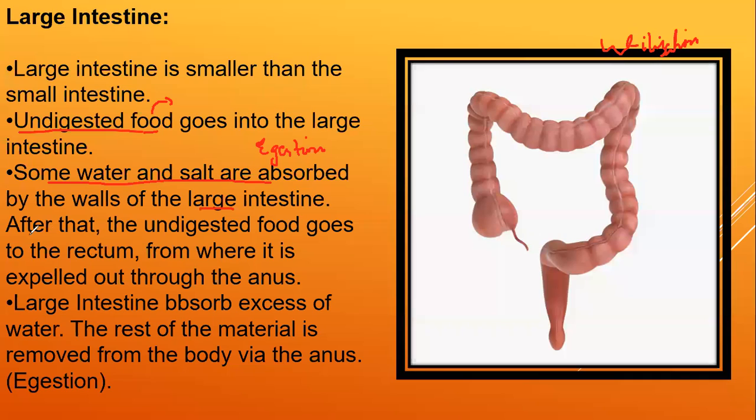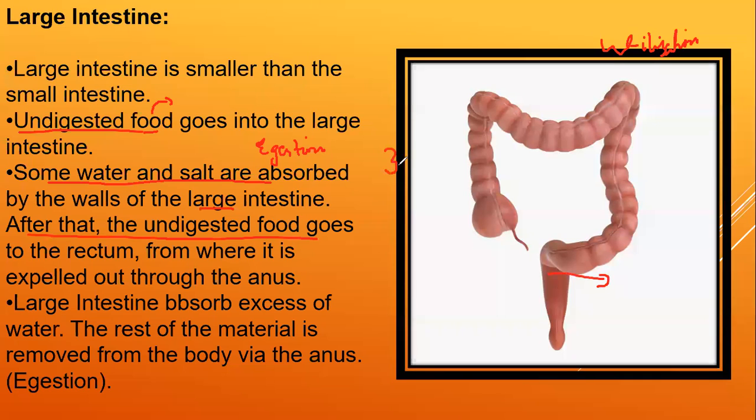Okay. So after that, the undigested food goes to the rectum. Rectum is the next part that follows after small intestine. Okay, large intestine. Sorry, large intestine. It's so confusing for me, the words are just mixing.